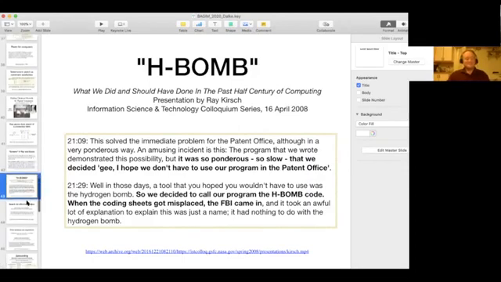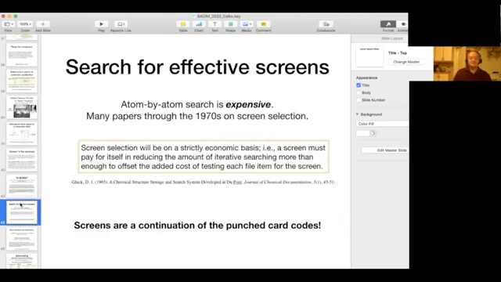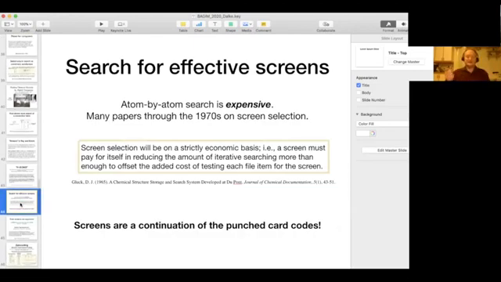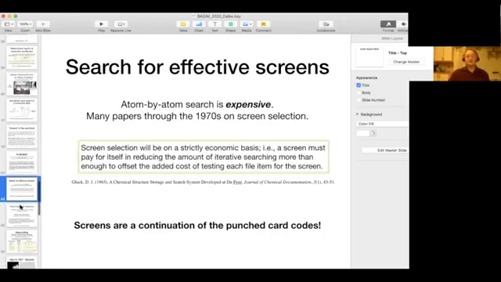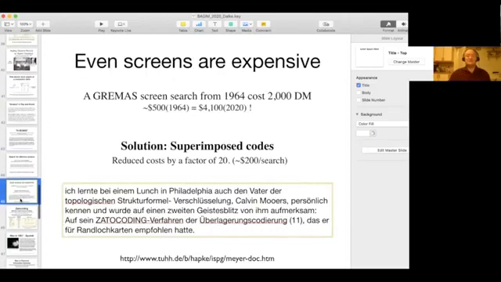I love that story. So the next about 20 years were spent on trying to develop good screens, because these substructure searches are horrendously expensive. Even the screens themselves are expensive. So you see here the paper from DuPont, which I already said had a huge amount of money. They're still thinking, how do we save the money by developing good screens? Now what I like is these screens are a continuation of the punch card code techniques that were developed in the 40s. But even screens at this point are expensive.